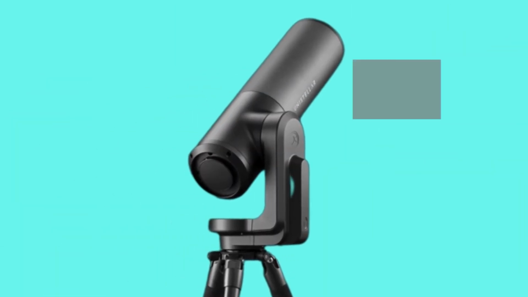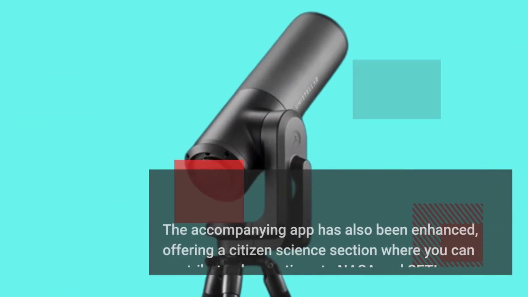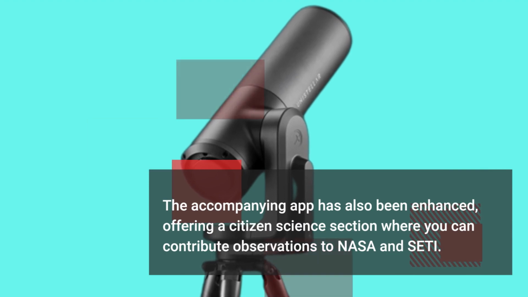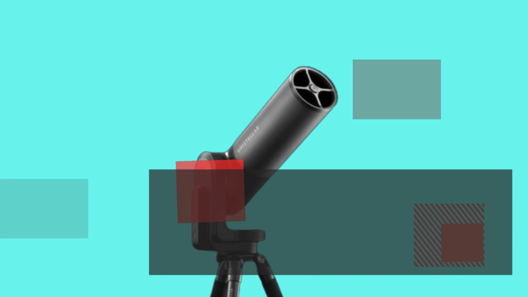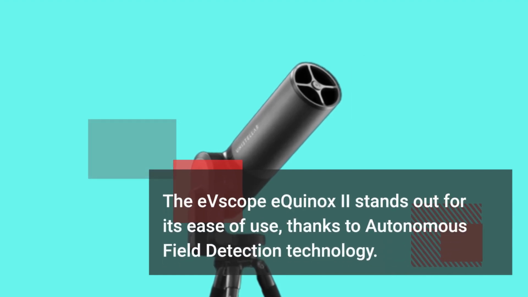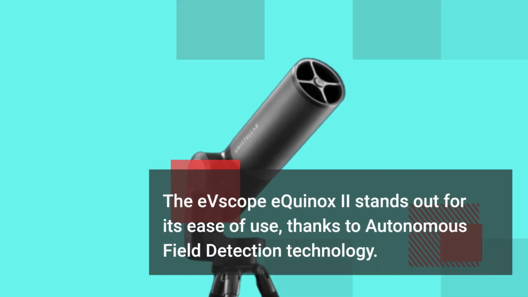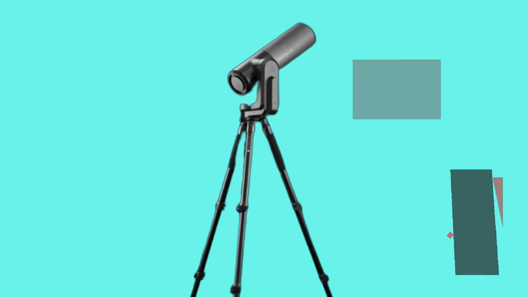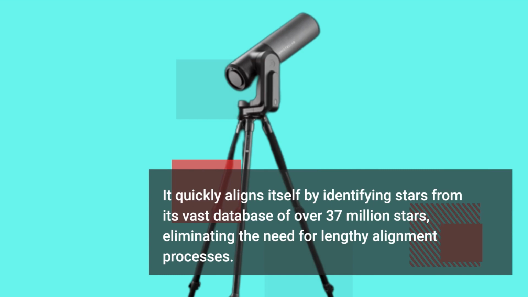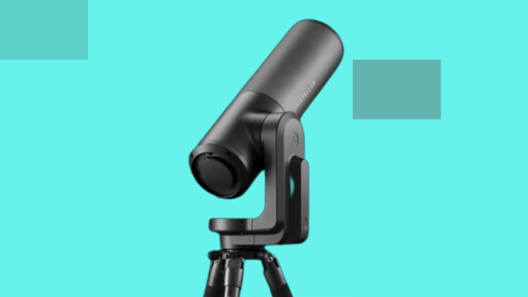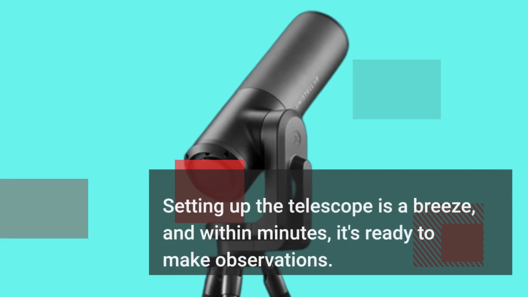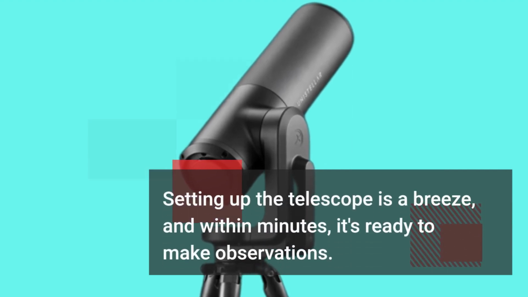The accompanying app has also been enhanced, offering a citizen science section where you can contribute observations to NASA and SETI. The eVscope eQuinox 2 stands out for its ease of use, thanks to autonomous field detection technology. It quickly aligns itself by identifying stars from its vast database of over 37 million stars, eliminating the need for lengthy alignment processes. Setting up the telescope is a breeze, and within minutes, it's ready to make observations.